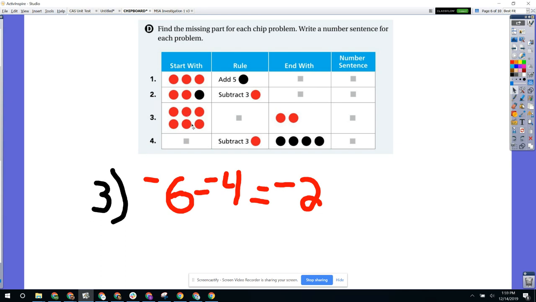So here we've got -6. The way we end up at -2 is to take away 4 of these red chips. So we're going to subtract a -4. We're going to make it less negative. Another way of looking at that is we're going to make it more positive. So -6, and we make it 4 less negative, and now it's -2. This is the number sentence for that.